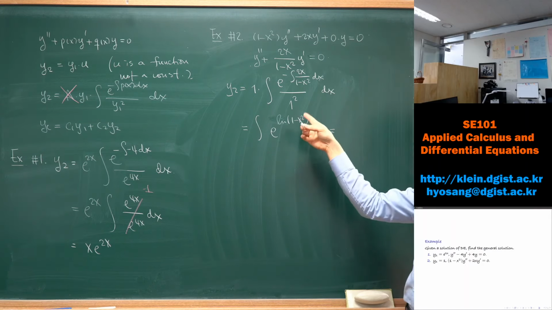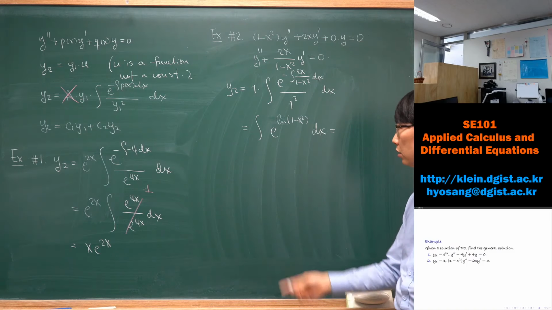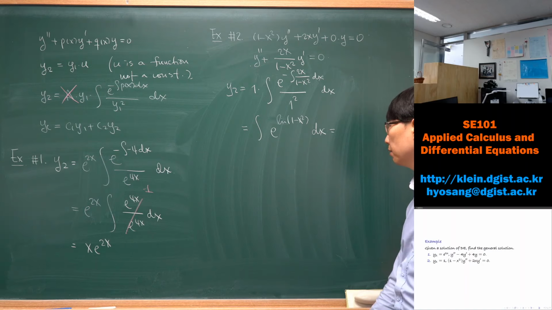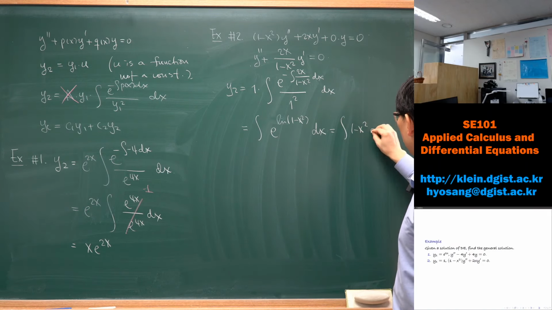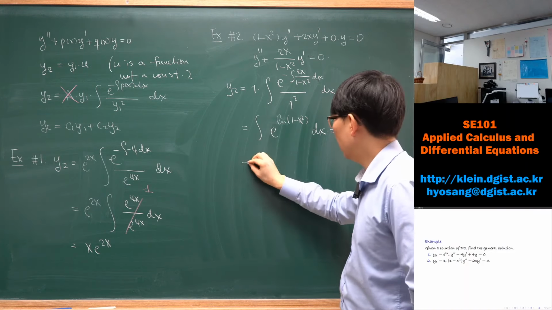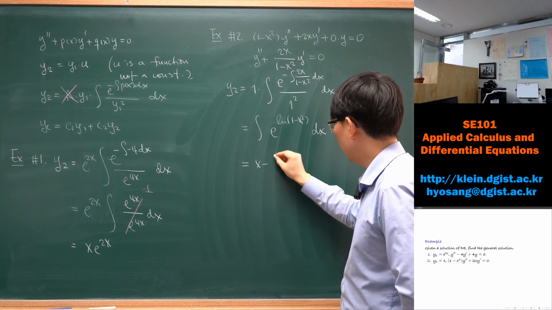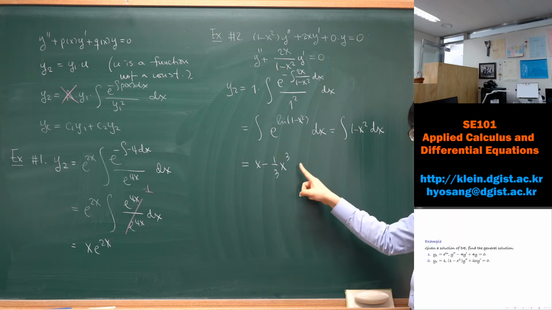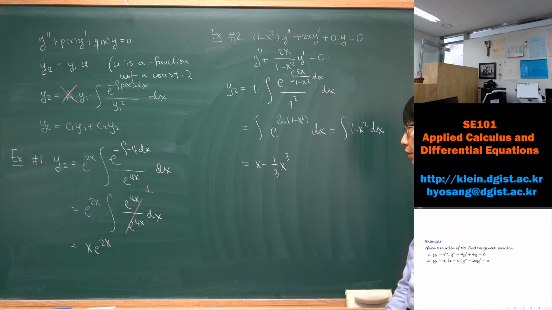I don't want to put the absolute value sign because I don't have to check the range of x, because this is an indefinite integral. So you don't have to worry about the absolute value signs. So this is the integral of 1 minus x squared dx. And then this is a simple polynomial. We have x minus 1 over 3 x cubed. I don't put the constant c because that already appears as the first solution. So this is our second solution.